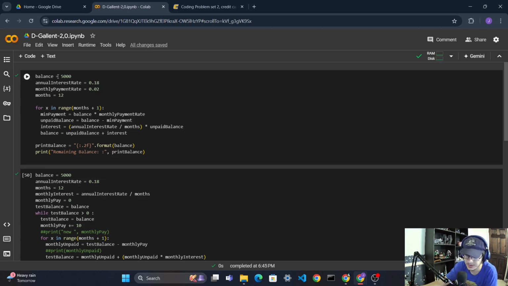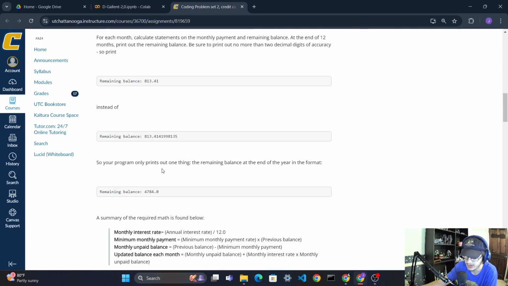I created my starting variables, which are balance, annual rate, monthly payment rate, and the months. I used a for loop with in range of the months plus 1, and every single time this loops, it creates a variable called minimum payments, which is equal to balance times monthly payment rate, which is 0.02. Unpaid balance equals balance minus minimum payment, which is right here. Interest and balance. So this is all the math that was given to us right here.